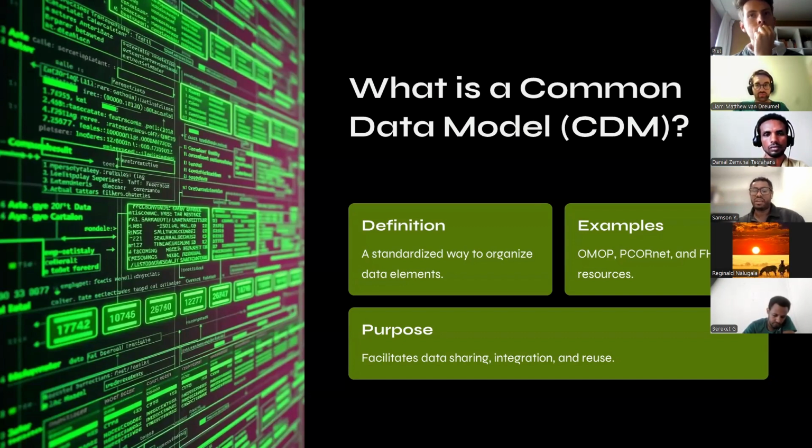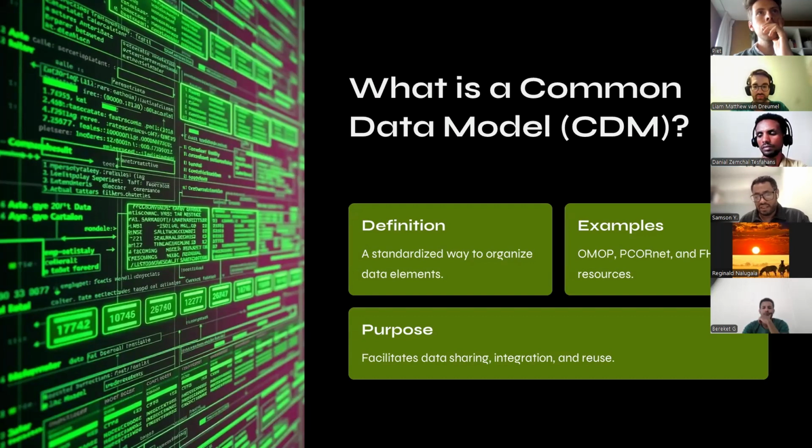And because they have a common data model, it's easy to make the data interoperable. You can merge the data, you can query the data, and you can do additional research. Another common data model, whose initial idea was for message exchange, is what we call Fast Health Information Exchange, or FHIR.